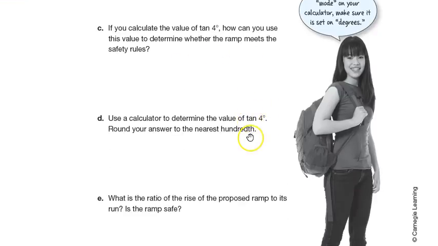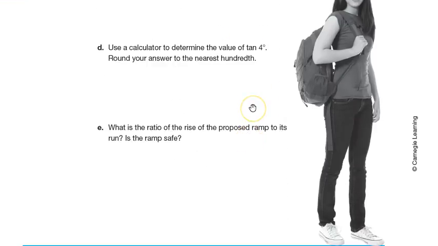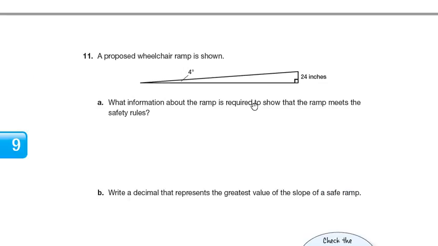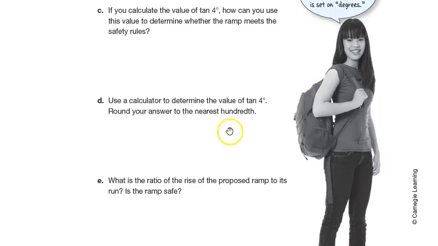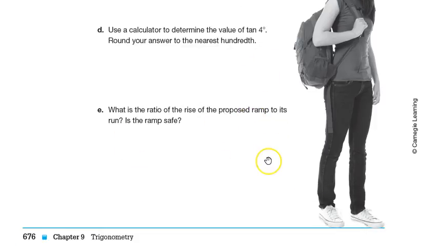And you can figure out whether or not the tangent of 4 is a number that is greater than that ratio you came up with, 1 over 12, or lesser. If the decimal you come up with is greater than the decimal that you come up with for a safe ramp, then it would not be safe. If it's lesser, then it is safe. Okay? So you're going to use the calculator, find the value of tangent 4, round it to the nearest hundredth, compare it, and figure out if it's safe.